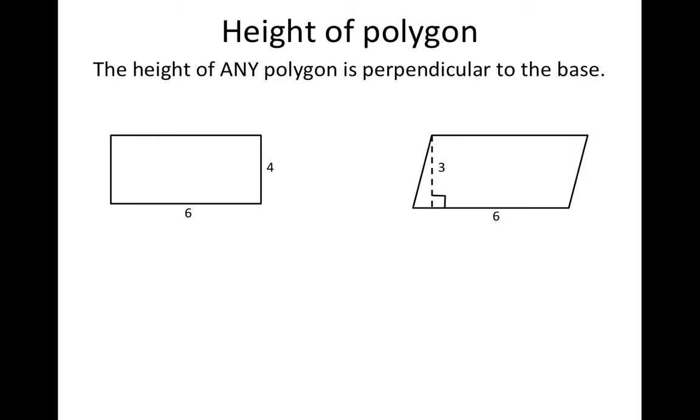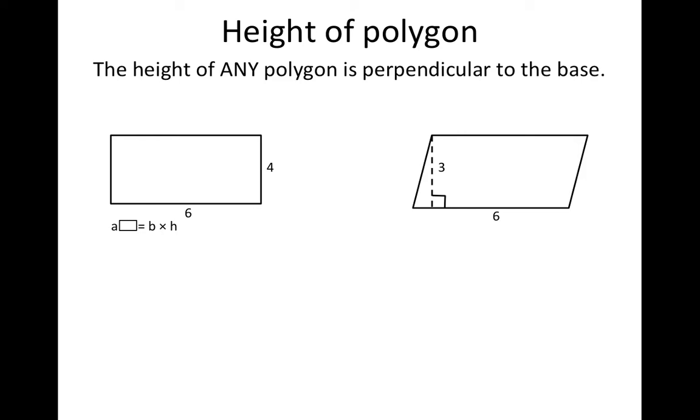Now, to define the height of any polygon, the height of any polygon is perpendicular to the base. So to find the area of a rectangle, it's simply base times height, because there is a right angle in each of the corners, so it is perpendicular to the base. That line of 4 is perpendicular to the line of 6. And so I just call it base times height.